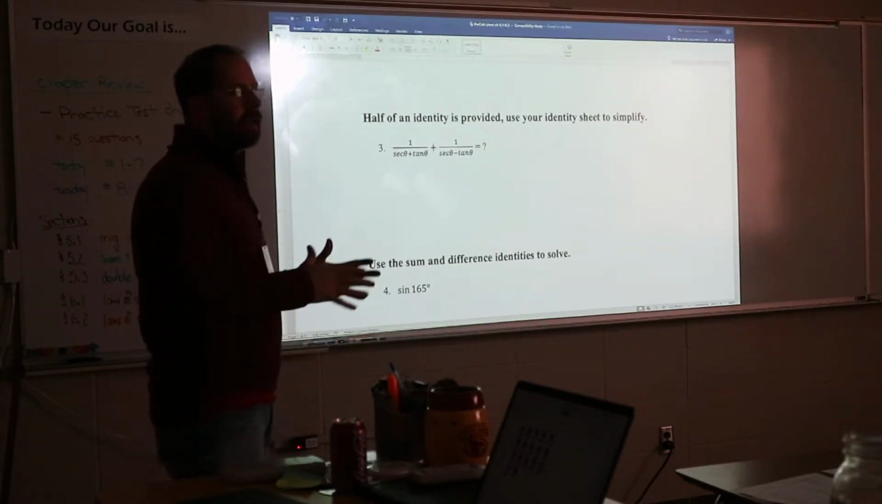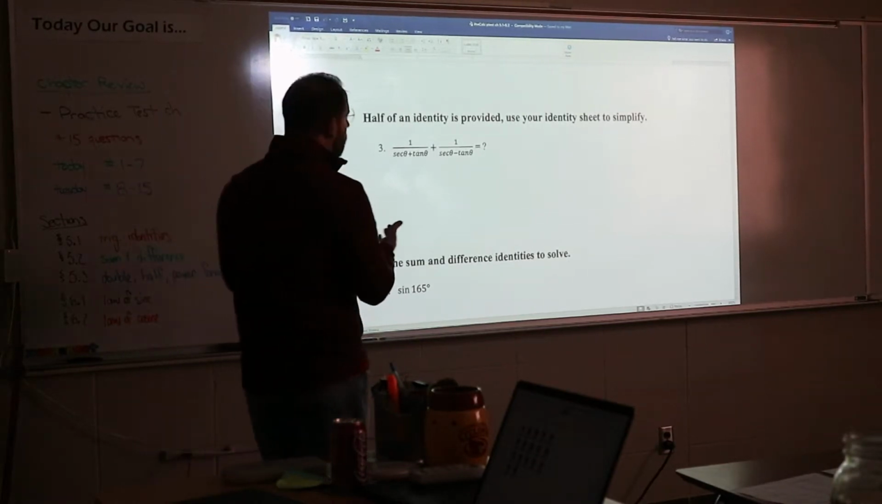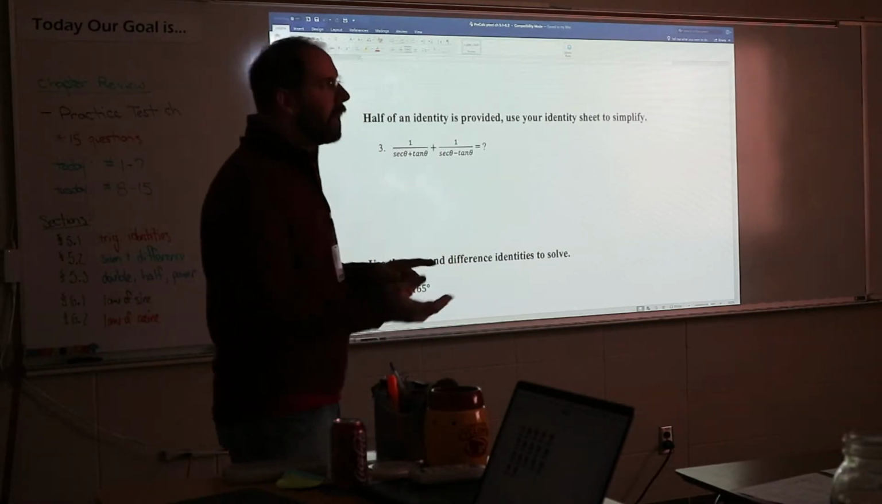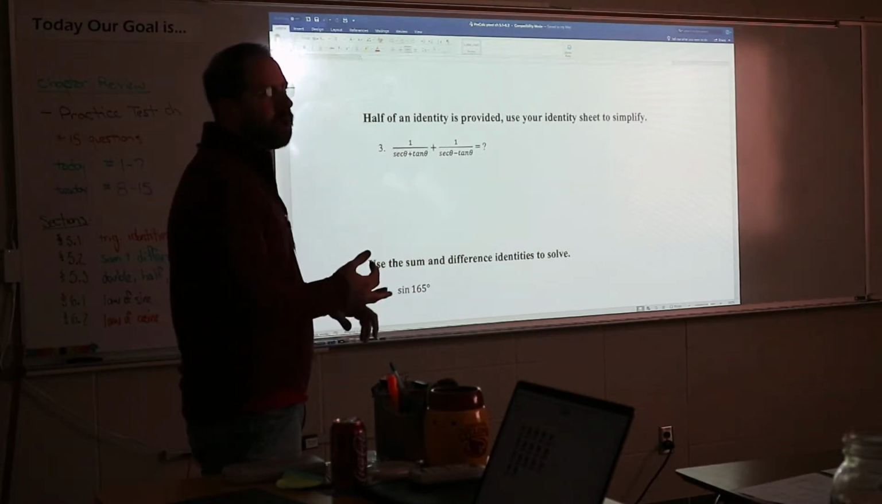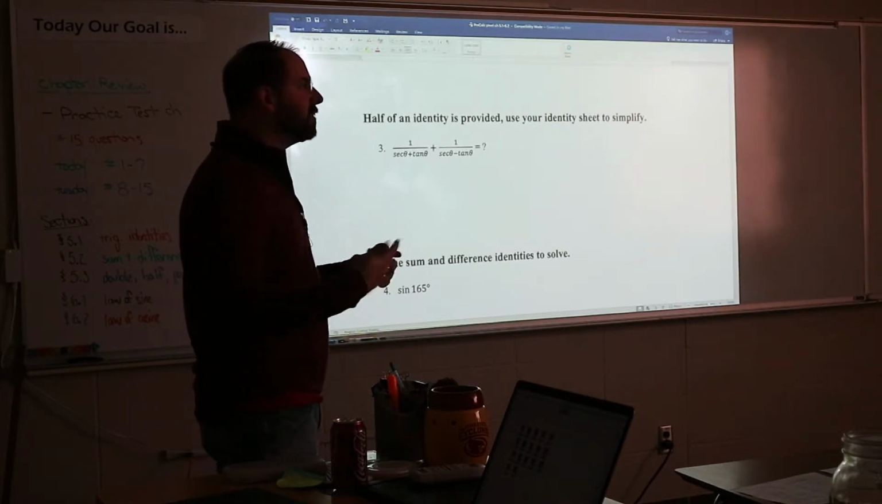These are very open-ended, lots of different strategies for it. These could be ones where you just have to combine fractions. It might be using common denominators. It might be changing things to sines and cosines. It's whatever strategy you need to simplify it as fast as you can.